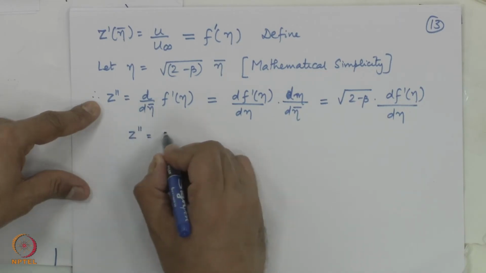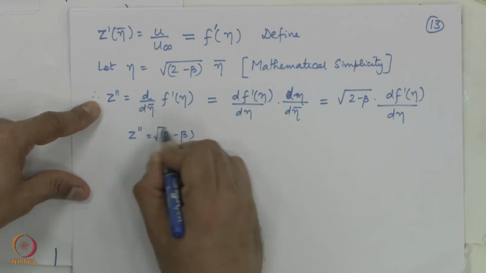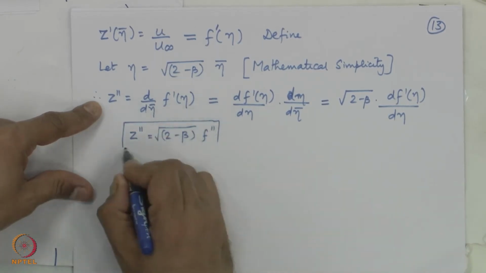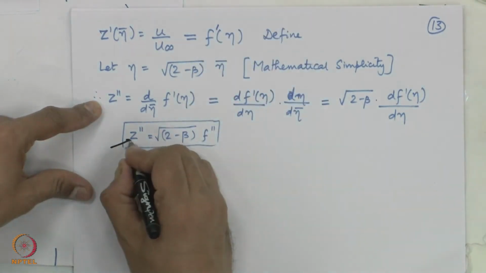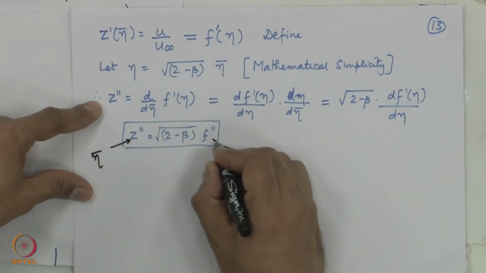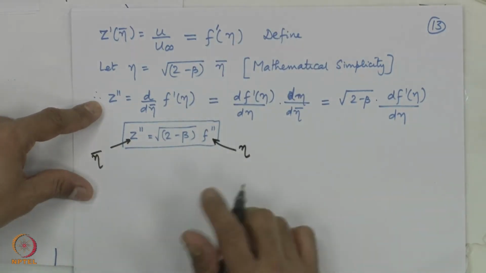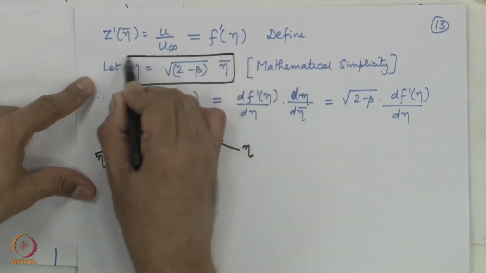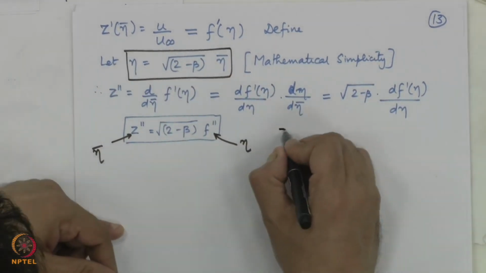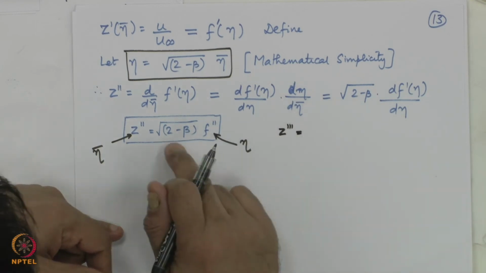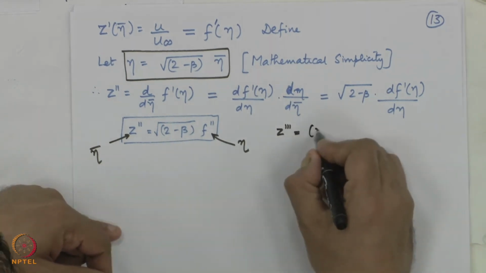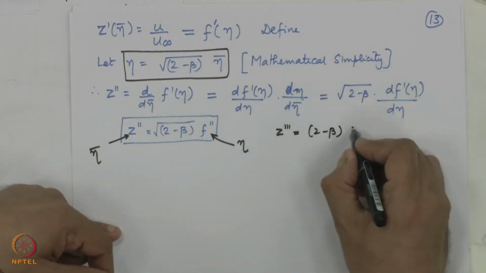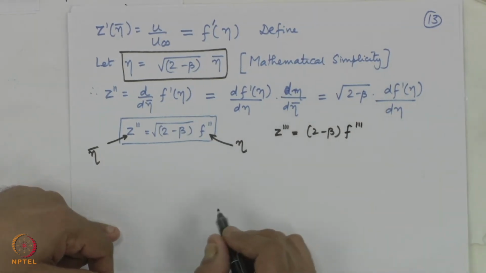Z double prime is 2 minus beta under root f double prime. Remember, z double prime is with variable eta bar, f is with variable eta. This is the transformation which we need to keep in mind. And if you do the third derivative, z triple prime, another 2 minus beta under root will come. So, you will get 2 minus beta under root times 2 minus beta under root, so you will get regular 2 minus beta f triple prime.